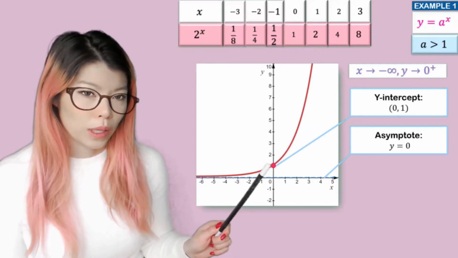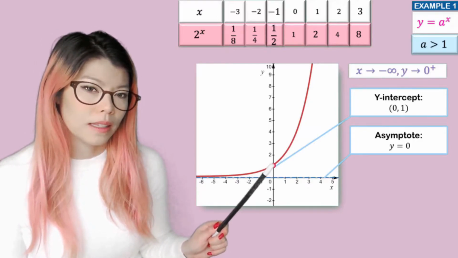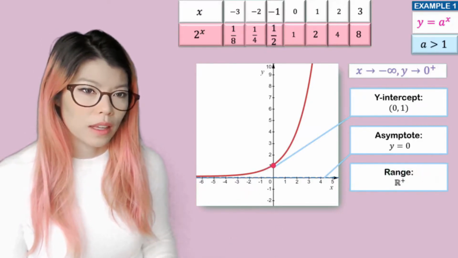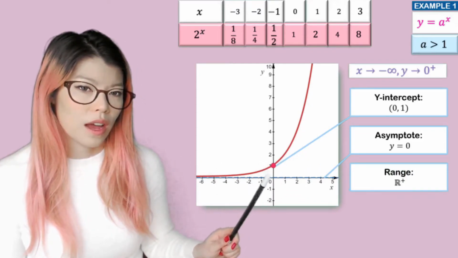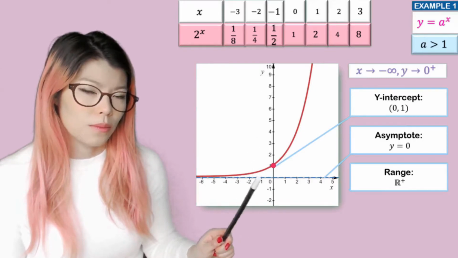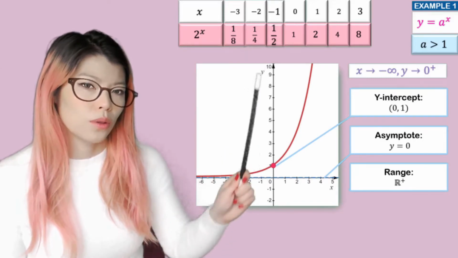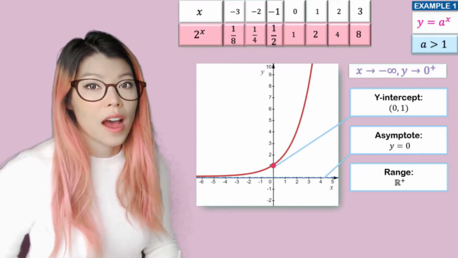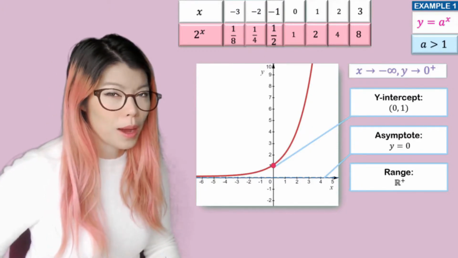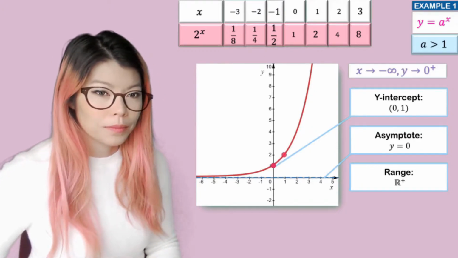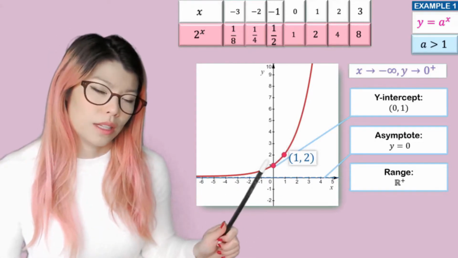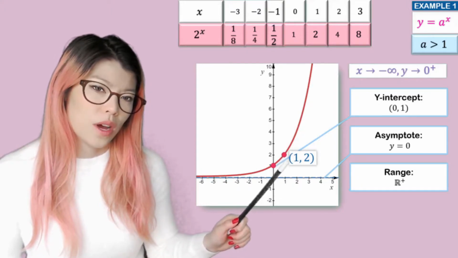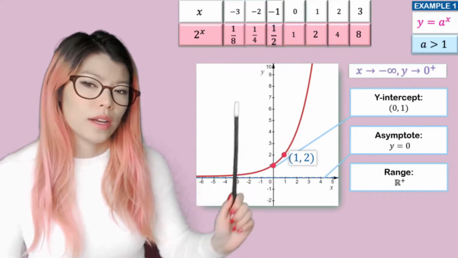And we have a special point here. The y-intercept is at (0, 1). And we know that the range of the graph, so the y values, is between just over 0 to infinity, or in other words, R plus, not including 0. So R plus doesn't include 0. We also put a second point just so that we can see what the graph looks like. Here we have (1, 2). When x is 1, y is 2.